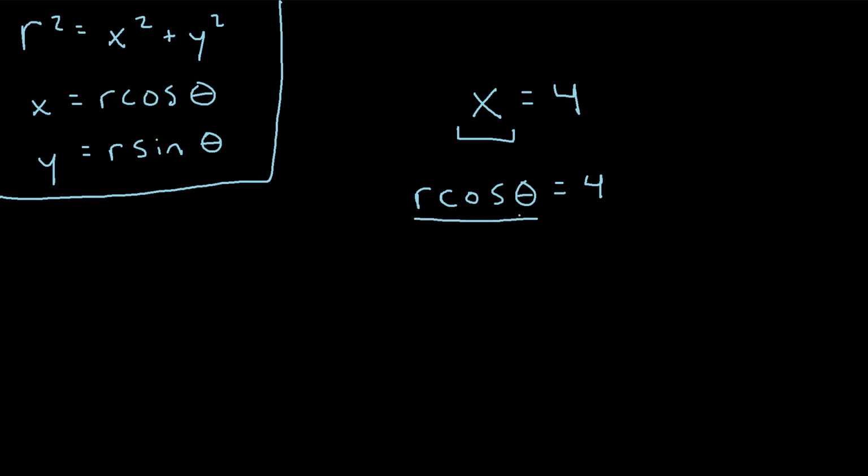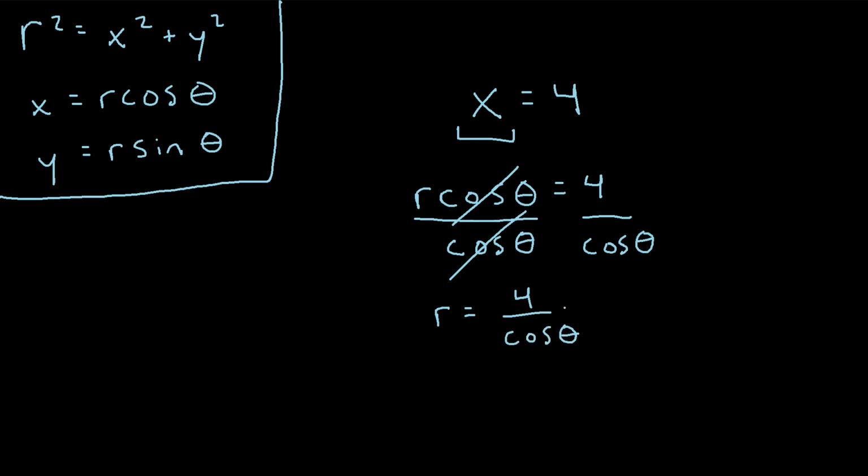Well, if we divide this left-hand side by the cosine of theta, notice that these cosines would cancel out. And if we divide the right-hand side by cosine of theta, we'll be left with r is equal to 4 divided by the cosine of theta. Now, we could leave it like this if we wanted to, but in general, we don't really like to have trig functions in the denominator of a fraction. So let's see if we could simplify this.